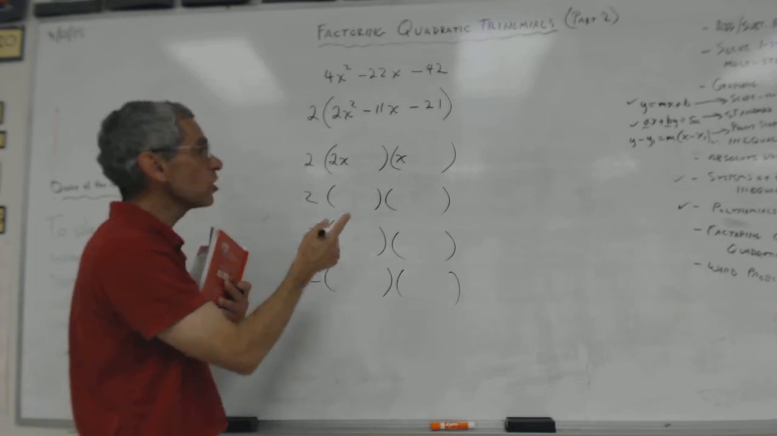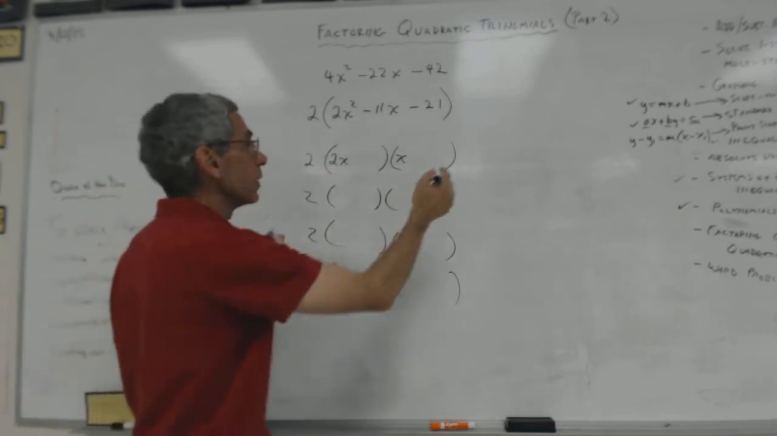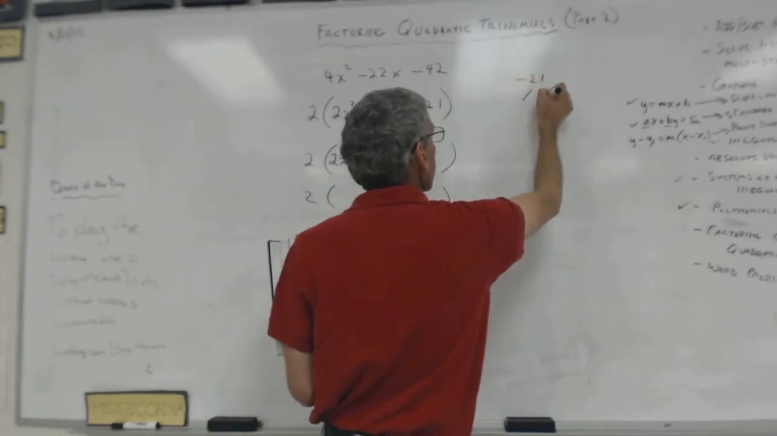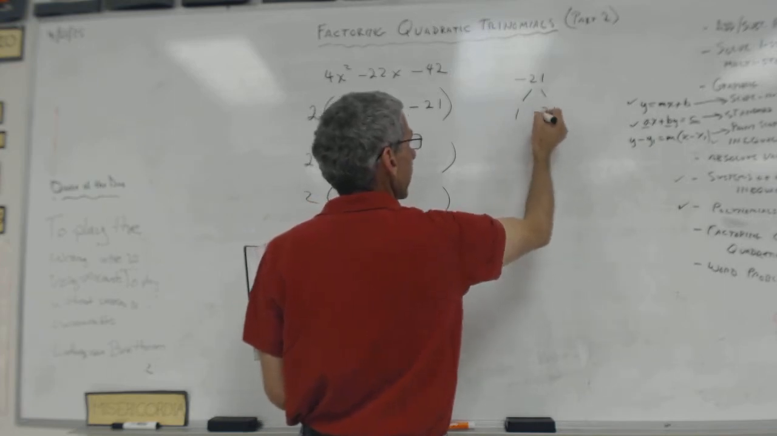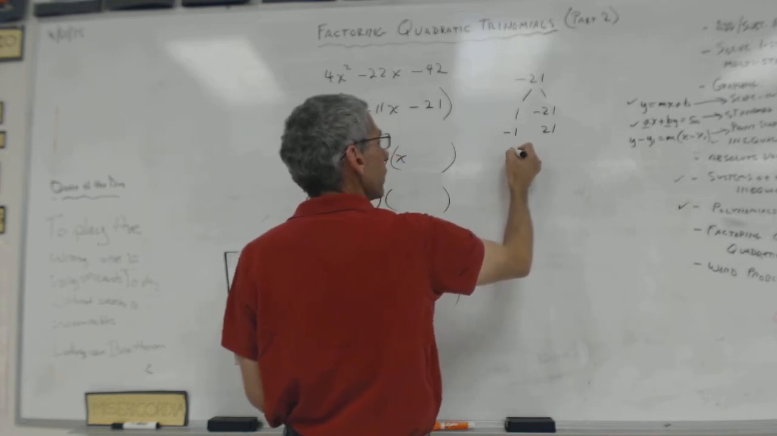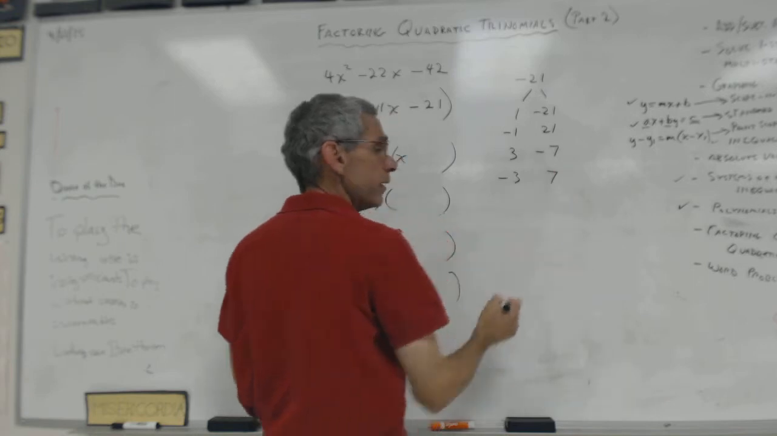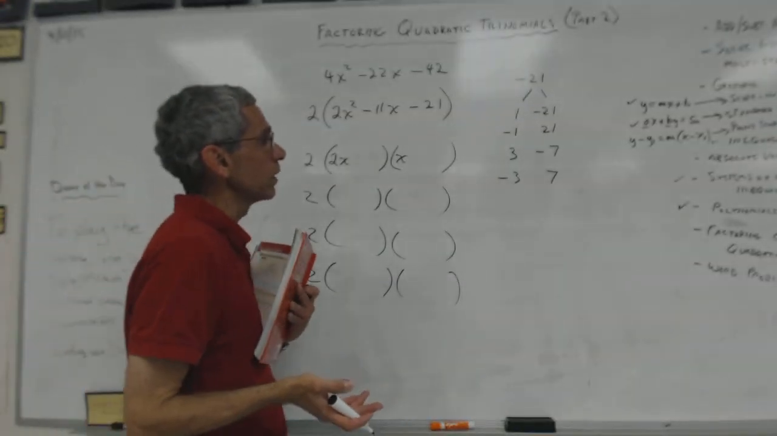Negative 21. It's just the inside that becomes the hard part. Does that make sense? You'll see in a minute. So we've got negative 21. I've got to find factors of negative 21. So let's see. We have 1 and 21, negative or negative 1, and positive 21. We have 3 and negative 7, or we have negative 3 and 7. Am I right? Yes. So those are my only options for negative 21.